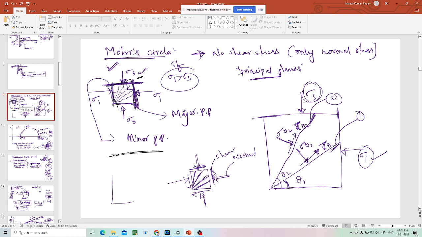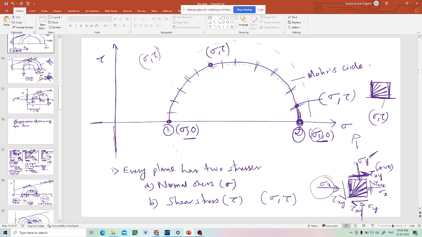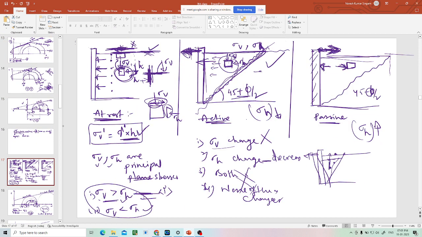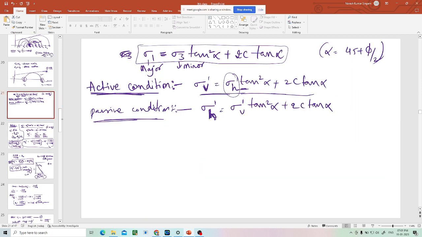There are three types of retaining walls. Then I told you about the Mohr circle. What is the significance? Then I drew the Mohr circle for three cases: for active, at rest, and passive. For active, we came to know sigma v will be more always. For passive, sigma h will be more. So that's how you know the equations.